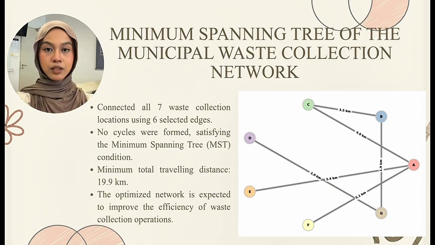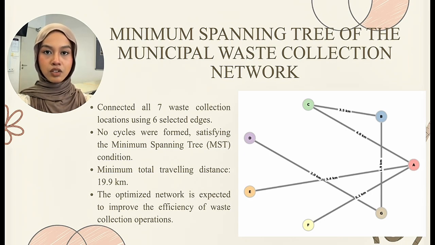This figure shows the minimum spanning tree obtained after applying Kruskal's algorithm to the municipal waste collection network. The final network consists of 6 selected edges which successfully connect all 7 waste collection locations without forming any cycles. Since a graph with 7 vertices requires 6 edges to form a minimum spanning tree, the result satisfied the MST condition. Compared with the original network, the optimized network reduced the number of road connections from 21 to 6 and decreased the total traveling distance from 119.1 kilometers to 19.9 kilometers.